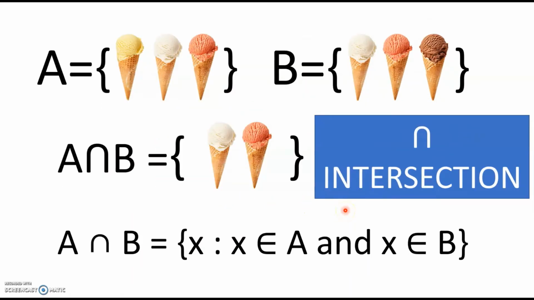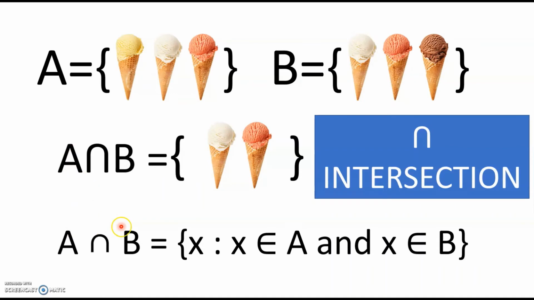Next, let's see what is intersection. Let's consider the set A with ice cream cones and set B with ice cream cones. You can see this particular one, I think it's butterscotch, is not in B, and the chocolate ice cream that you see here is not in A, whereas these two ice creams are in both A and B. So the common ice creams are these two, and this set of these two ice creams is called A intersection B, and this is the symbol that we use for it.